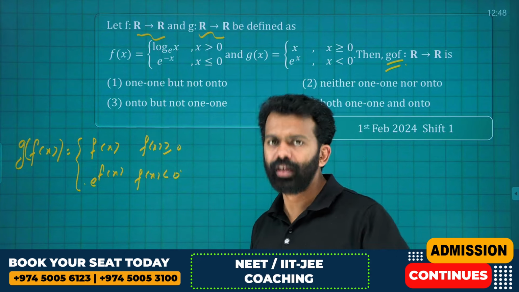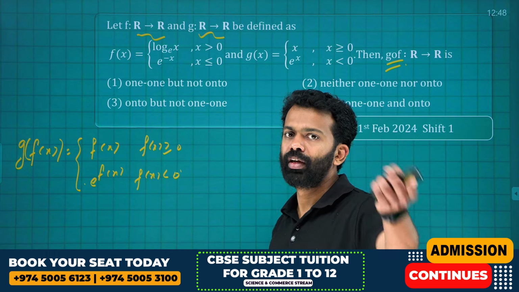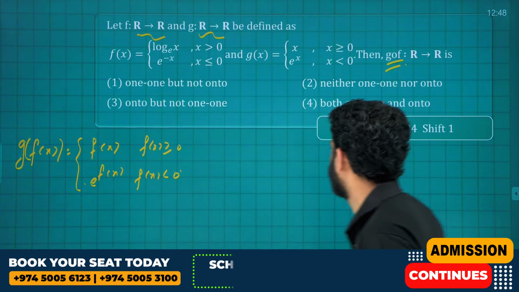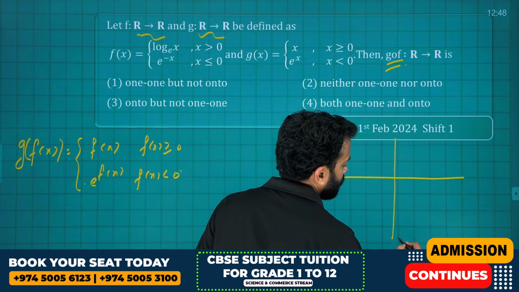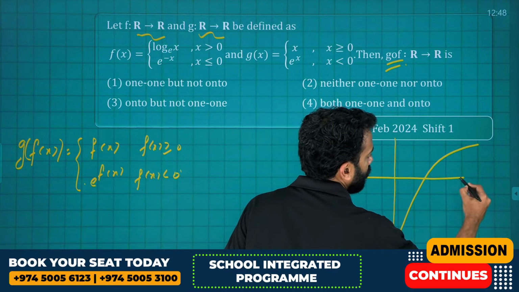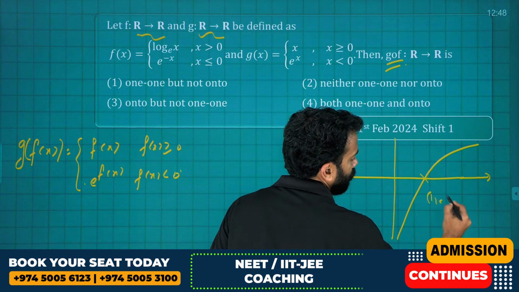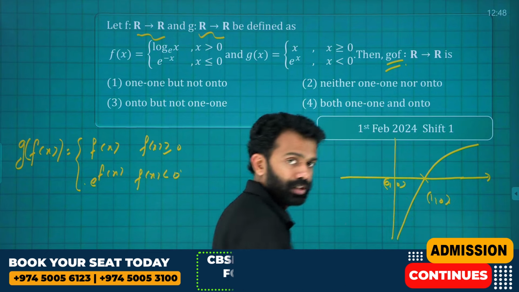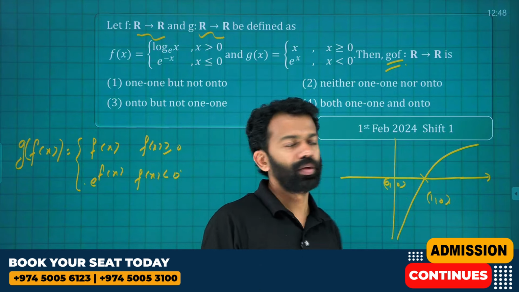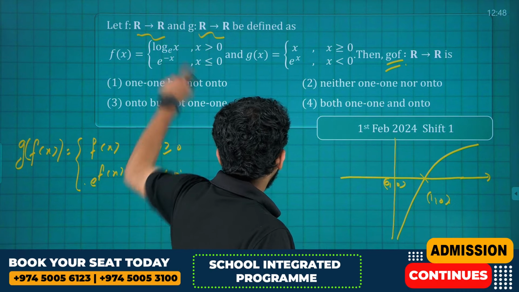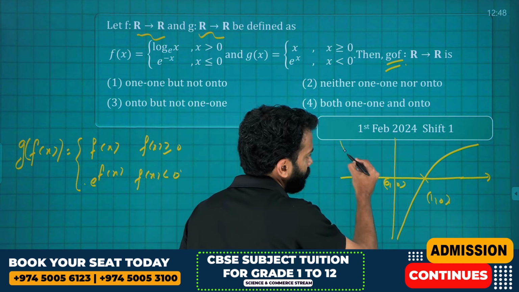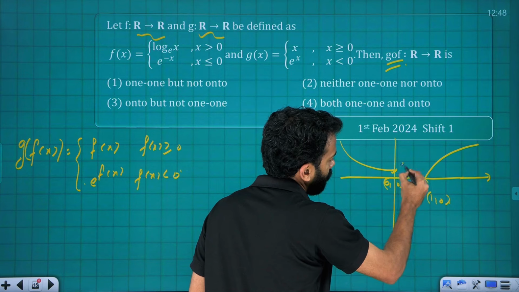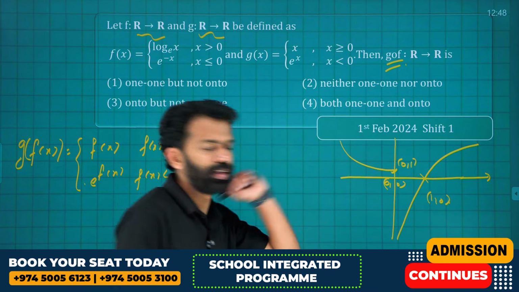For that, I think it will be better if you start with the graph of f of x. How will you formulate the graph of f of x? Let's start from here. See, for x greater than 0, the graph of f of x is what? Log x. So it will be like this. This point you all know is 1, 0. This is 0, 0. Between 0 and 1, the open interval, the value of log is negative. It is positive for values greater than 1. And for x less than or equal to 0, e raised to minus x. What is the figure of e raised to minus x? This will be like this. So the graph is like this.